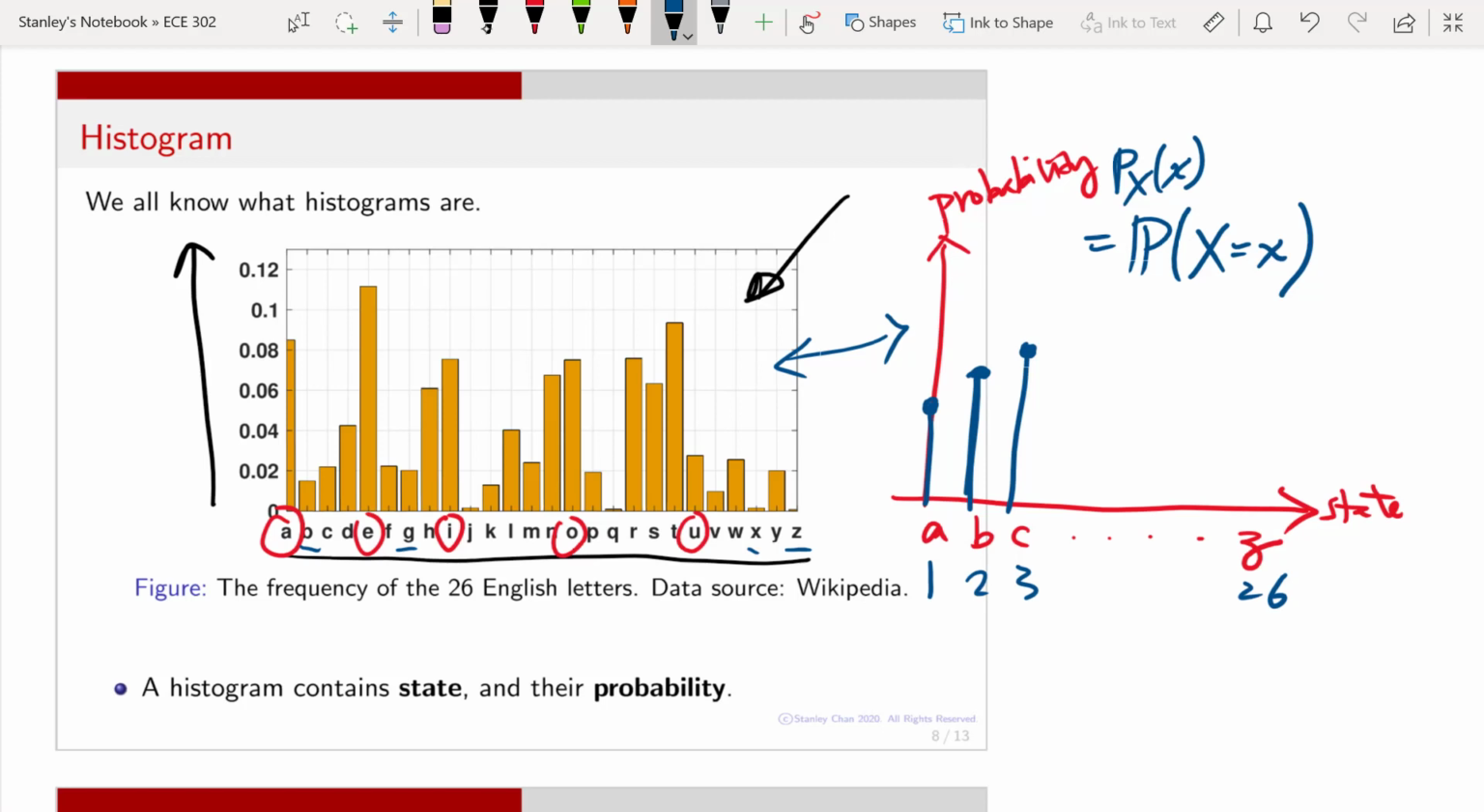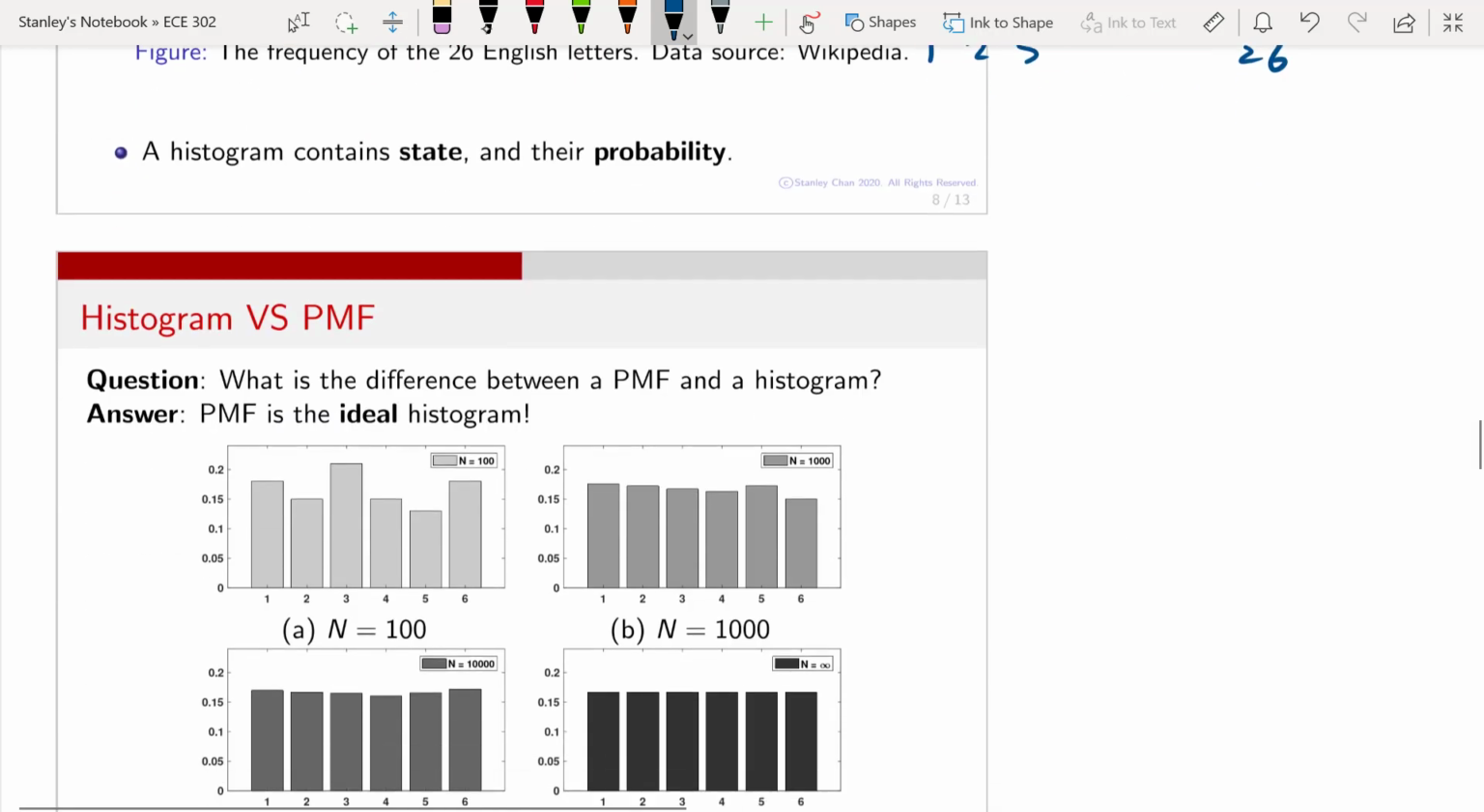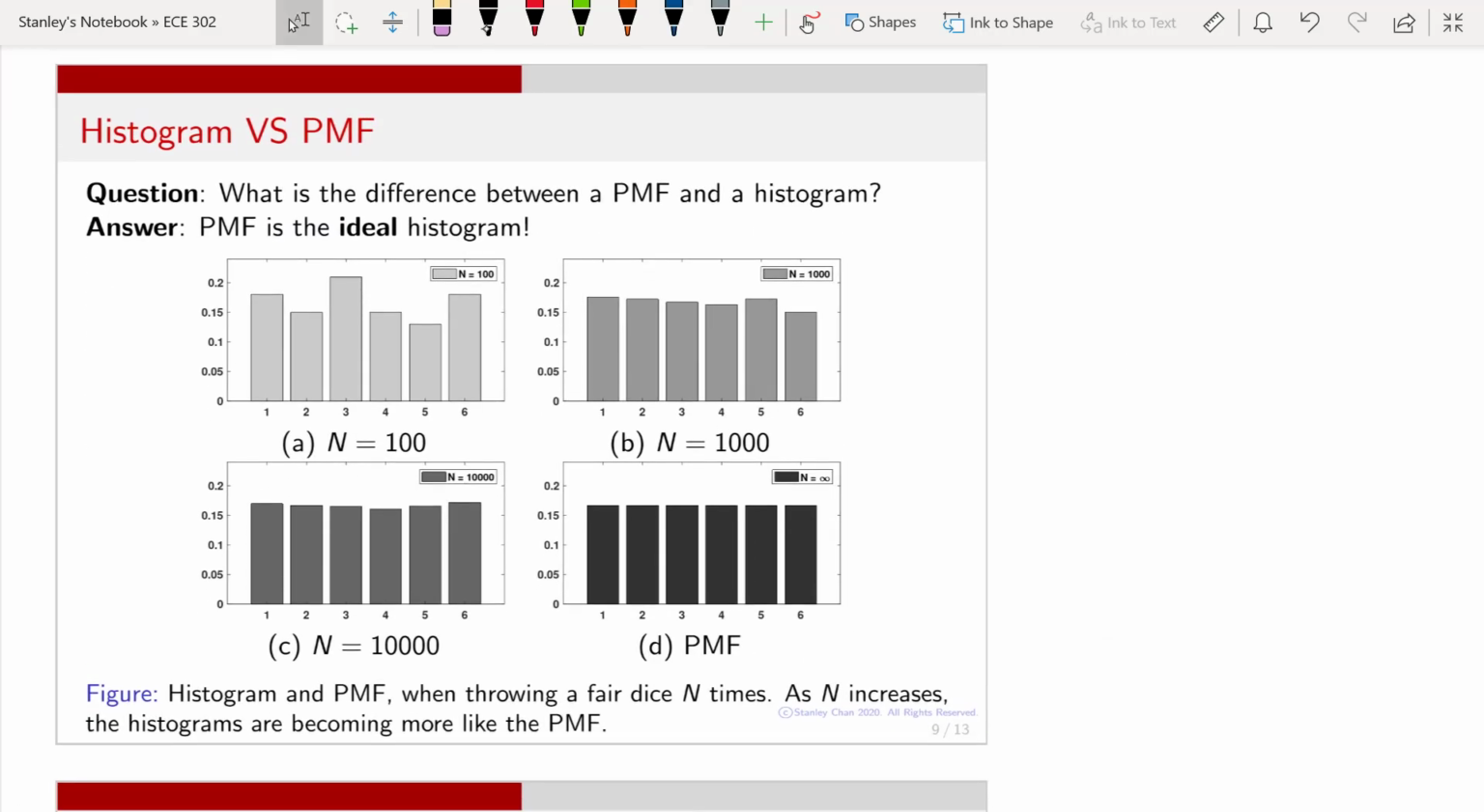All right. Now, what is the difference between a histogram and a probability mass function? Well, the difference is that the histogram is computed from the data set. This is computed from the random variable. Let us take a look at the following example, and you will be able to see the main difference between a histogram and the probability mass function.